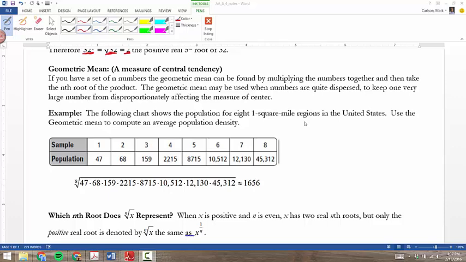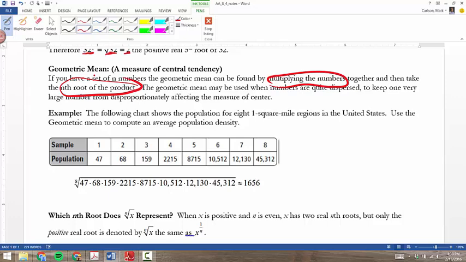If you have a set of n numbers, the geometric mean can be found by multiplying the numbers together and then taking the nth root of the product. So we take the numbers, multiply them together, and once we get that product, we take the nth root of it. The geometric mean is really good when you have a set of numbers that are very dispersed, and it's good for keeping one really large number from disproportionately affecting the measure of that center.